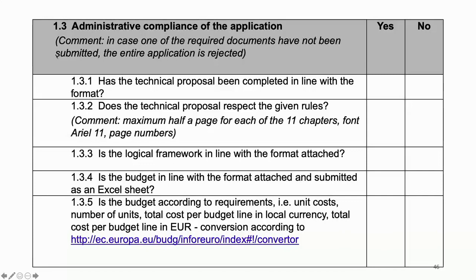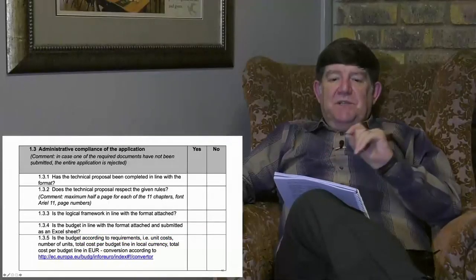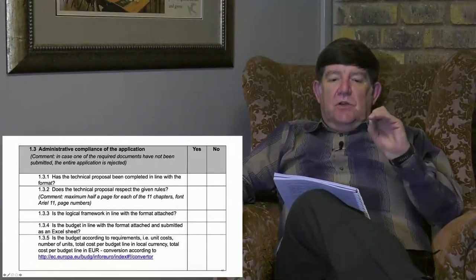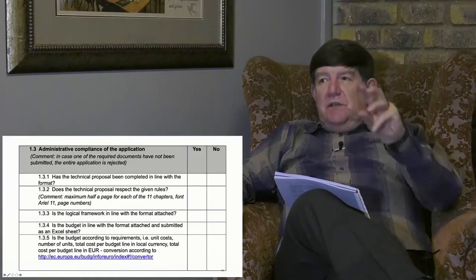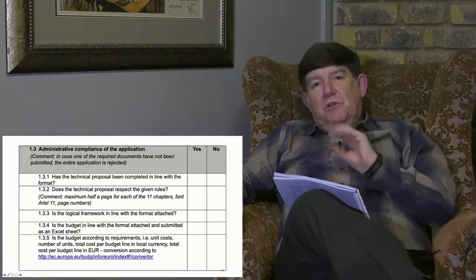We've given you a template. Did you use that template? Yes. Is the budget in line with the format attached and submitted as an Excel sheet? We ask you to add additional lines to specify, is it completed? Justifications there? Yes. Is the budget according to the requirements, unit cost, number of units, total cost per budget line? Is the conversion to your local currency, euro, done correctly?